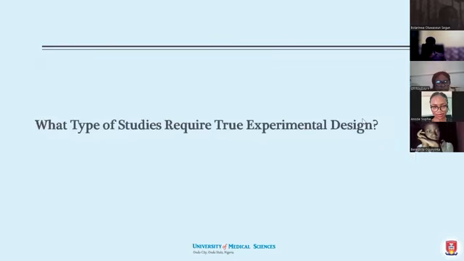Then I want us to just make our contributions here. What type of studies do you think will require true experimental design?